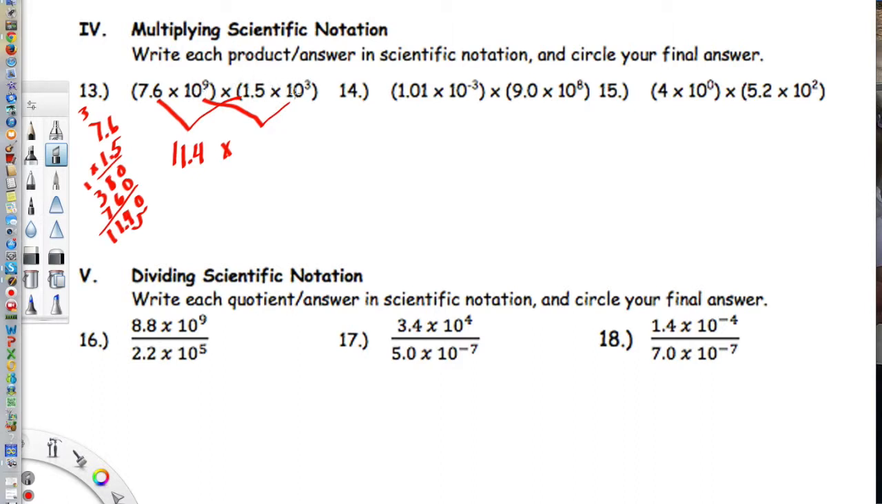10 to the ninth power times 10 to the third power is really 10 to the 9 plus 3 power, which is 12. Now, the answer has to be written in scientific notation, and it is not. The coefficient is too large, so I need to make it 1.14. I'm just moving the decimal point one place to the left.